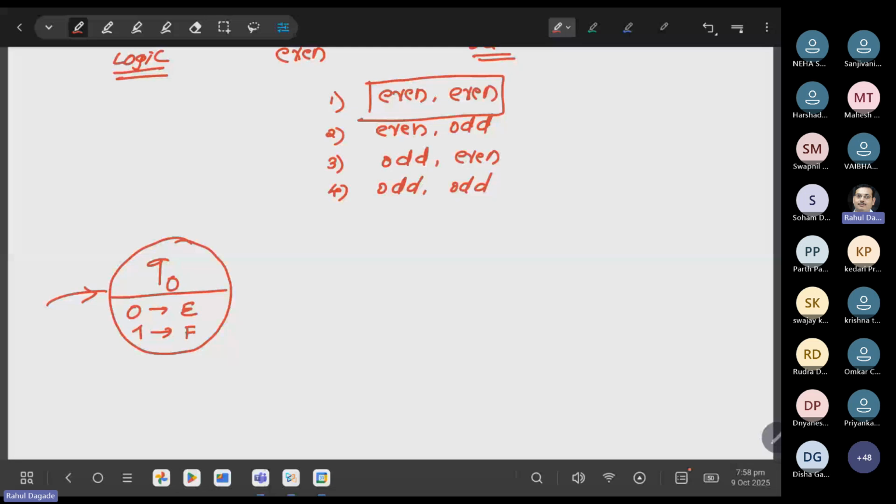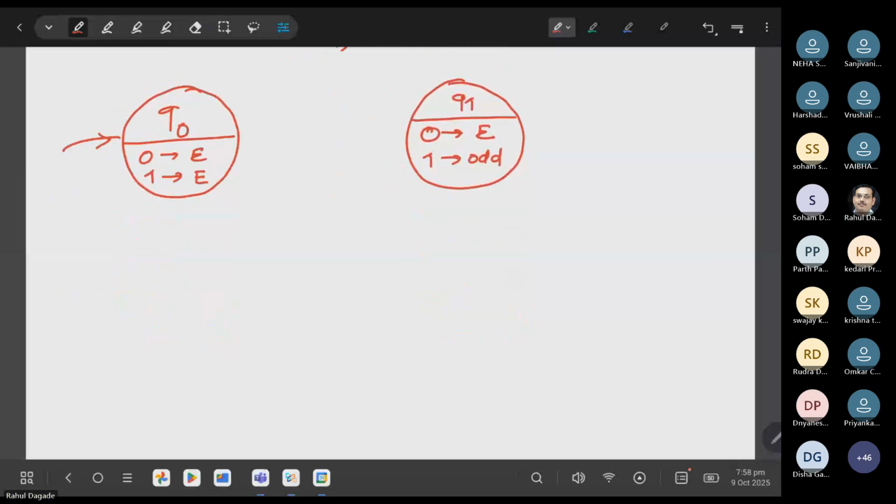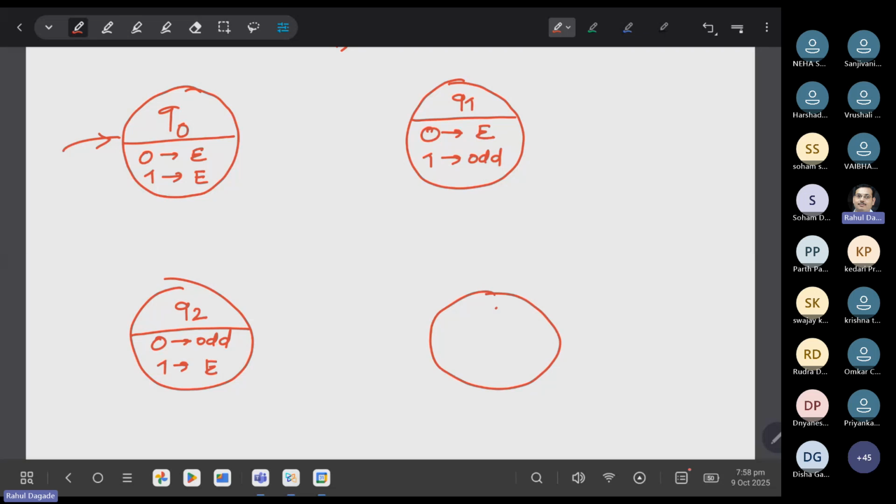Now let us have one more state, let us take it as a Q1 state in which 0 is even and 1 is odd. Let us have one more state, let us take this as a Q2 state in which 0 is odd and 1 is even. And let us take one more state called Q3, in which 0 is odd and 1 is also odd.